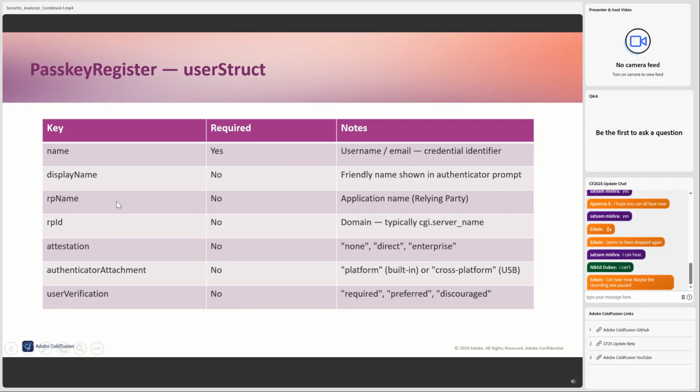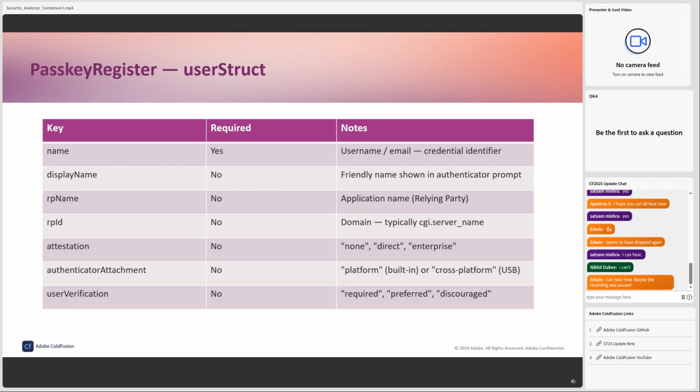Then we have RP name, that's your application name, relying party name. Then RPID, that's your domain. Usually CGI server name is given there. Then there's attestation. So how much information the authenticator should provide about itself, that is the attestation. So use none unless you need device attestation.